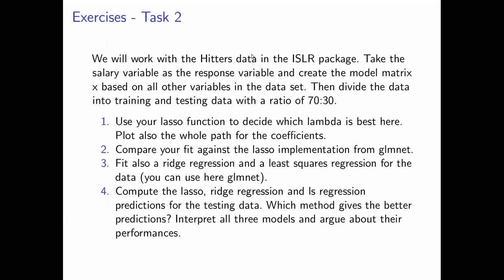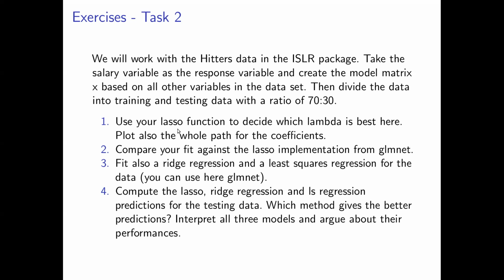Again, then you implemented this function and now you apply it to data, and the data is the Hitters data from the ISLR package. And you will take the salary variable as response variable and create a model matrix based on all the others in there. As we are putting that in here, we currently do not care about correlation between the explanatory variables. We want to even see how this is affecting our GLM, our elastic net.